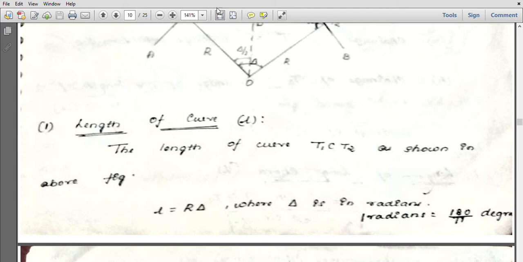We have to convert it into degrees, because in our laboratory we usually use a compass or theodolite for the calculation of the angle. So the angle every time we get in terms of degrees, not radians. So we have to convert radians into degrees: R into delta into pi by 180. Now it is in terms of degrees, because 1 radian is equal to 180 by pi degrees. So 1 degree is equal to pi by 180.